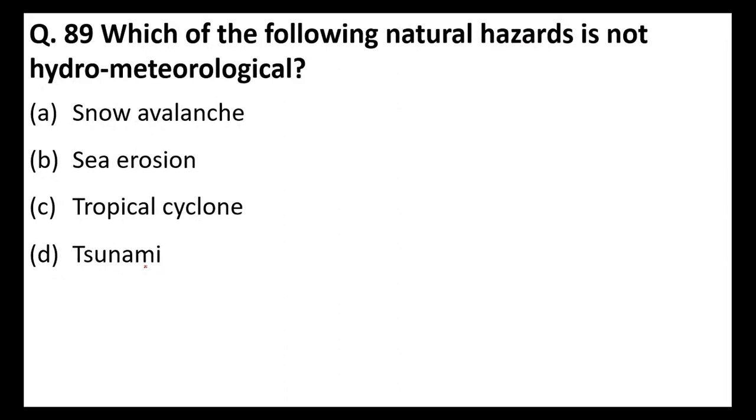Which of the following natural hazards is not hydrometeorological? Snow avalanche, sea erosion, tropical cyclone, or tsunami?